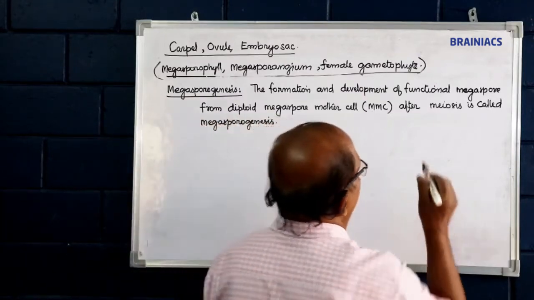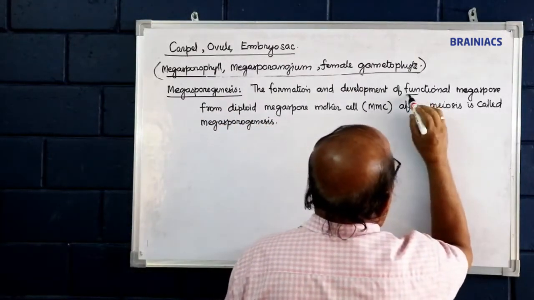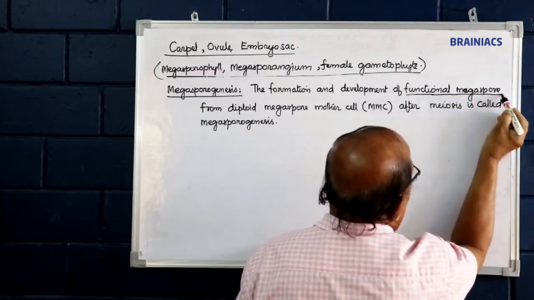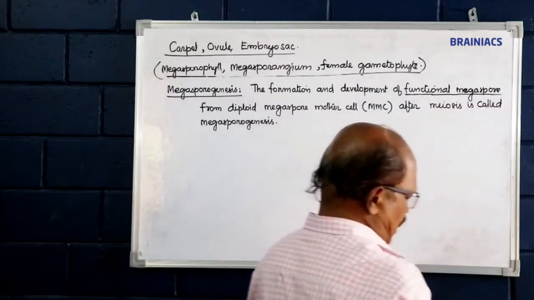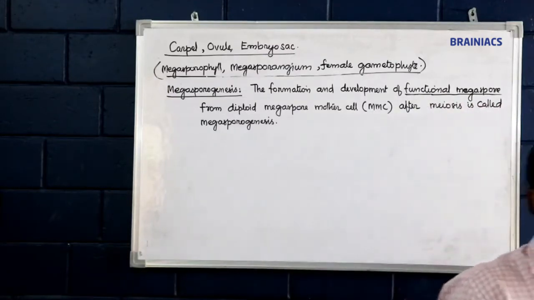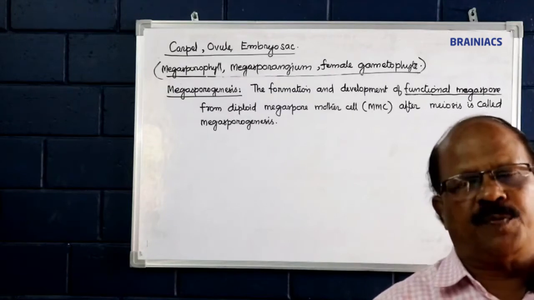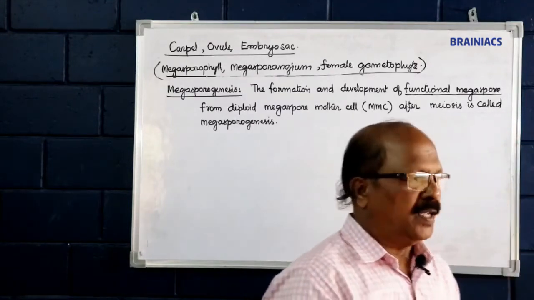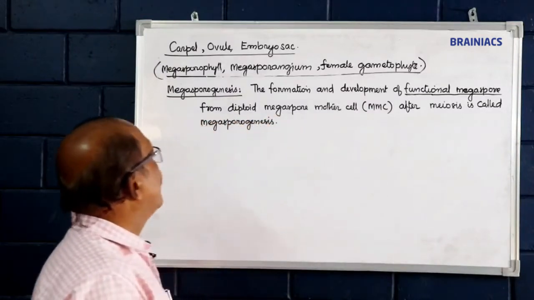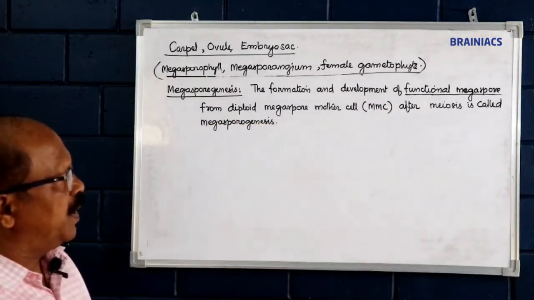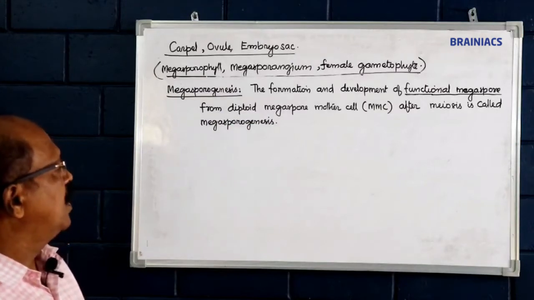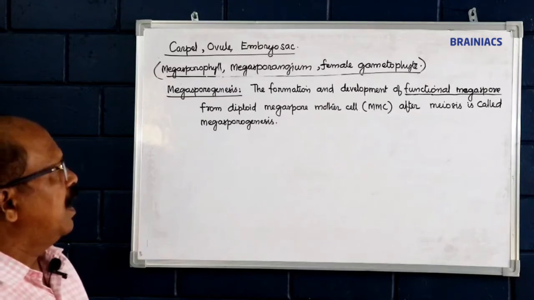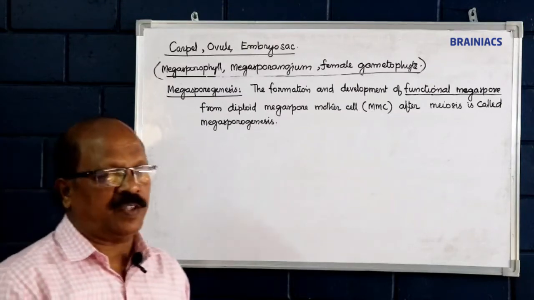So we need a functional megaspore. Four megaspores are formed, among which one is functional. And that functional megaspore develops into the female gametophyte, where inside the female gamete or egg is produced. So we know the formation and development of functional megaspore from diploid megaspore mother cell after meiosis is called megasporogenesis.